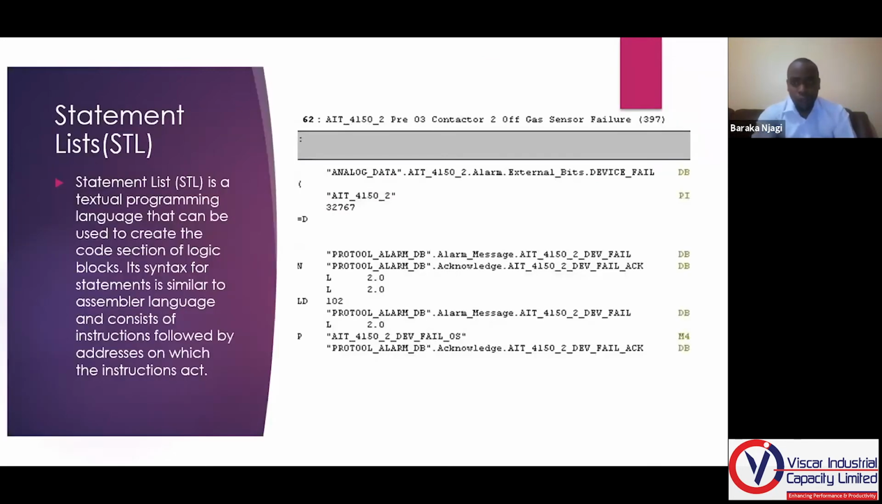So this is a typical example of a statement list. A statement list is a textual program that can be used to create the code section of logic blocks. If you can remember, for those who did programming, it's a language that is determined by statements. For example, as you can see on my screen, if this analog data is needed to actuate an output, the statement itself is written that analog data actuate input 4150.2 alarm external bit. If that device fails, then do this. So that is a structured statement list.